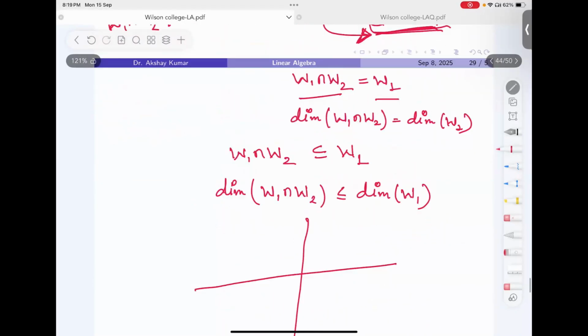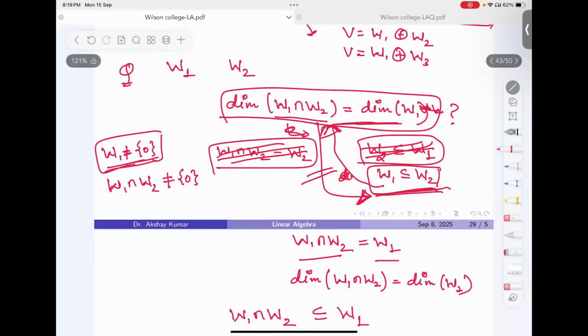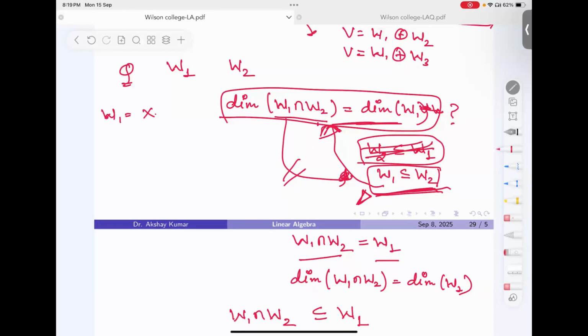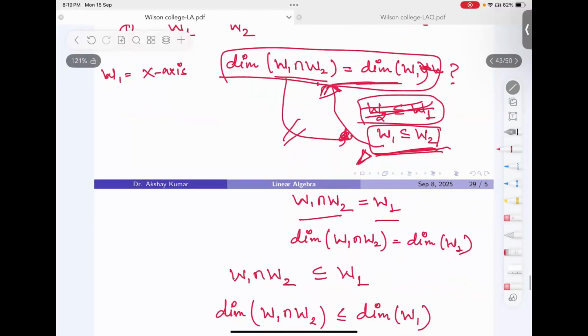Simply take W2 equal to, okay, let me write here. This is not always true. The converse is not always true. The example is, you simply take W1 as your x-axis, right? And okay, we need this dimension.